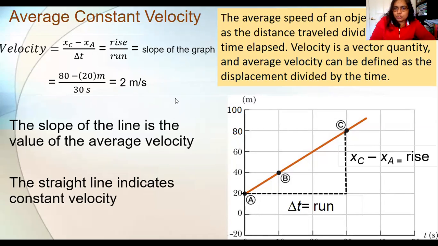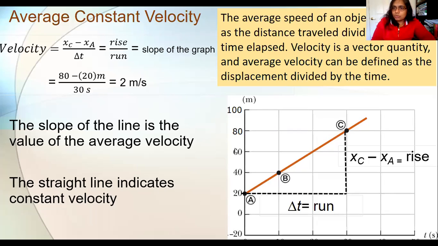So the slope of the graph is 2 meters per second. Now, remember, the unit is also important, right? So it's meters per second, meters divided by second. So the unit for velocity is meters per second. The slope of the line is the value of average velocity. So a straight line indicates constant velocity. See, this is a displacement versus time graph, and we see a straight line. So it's continuously increasing its position over time. So this is a constant velocity graph, a graph of an object that's moving with a constant velocity.